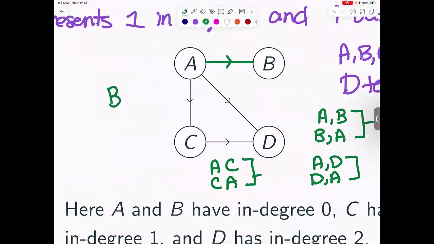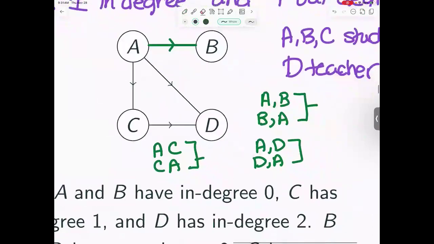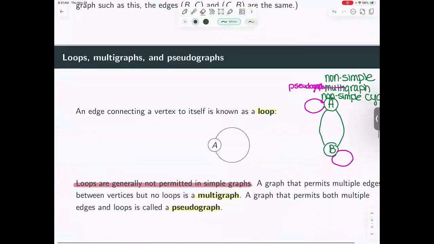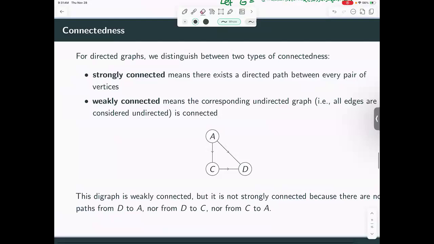Between B and C or C and B, right? So you have to remind yourself that because of the directedness of it, even though in this case this entire graph looks connected visually, the level of connectiveness, whether it's strongly or weakly connected, needs to also be defined. So if we come back down, we can look at those definitions right here.